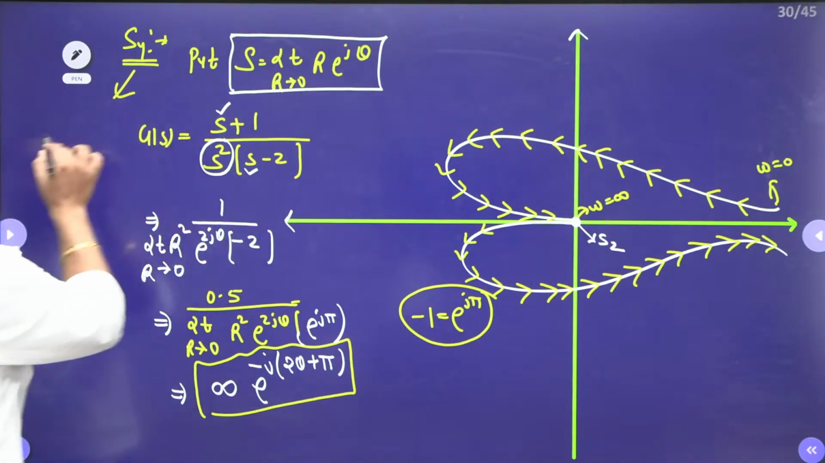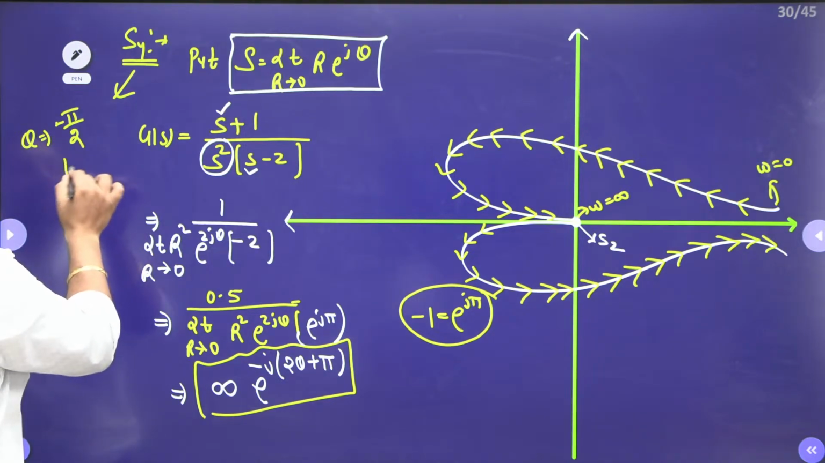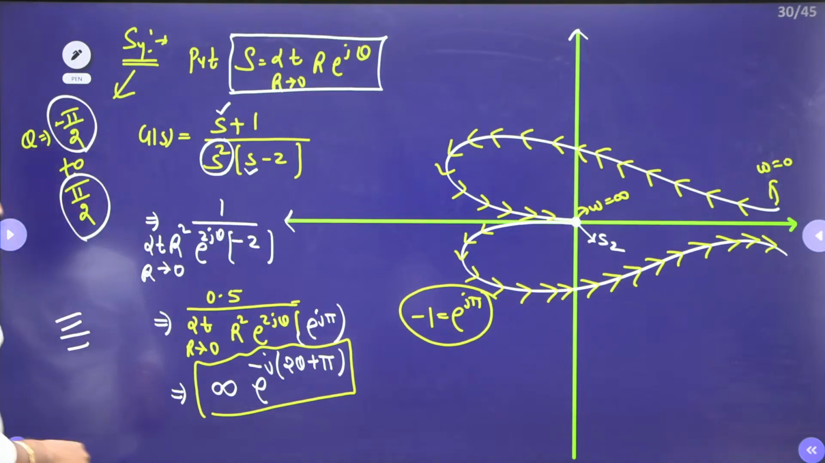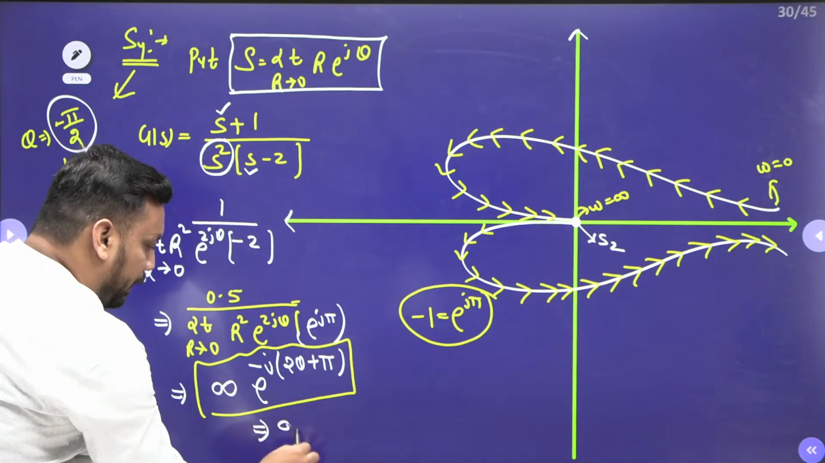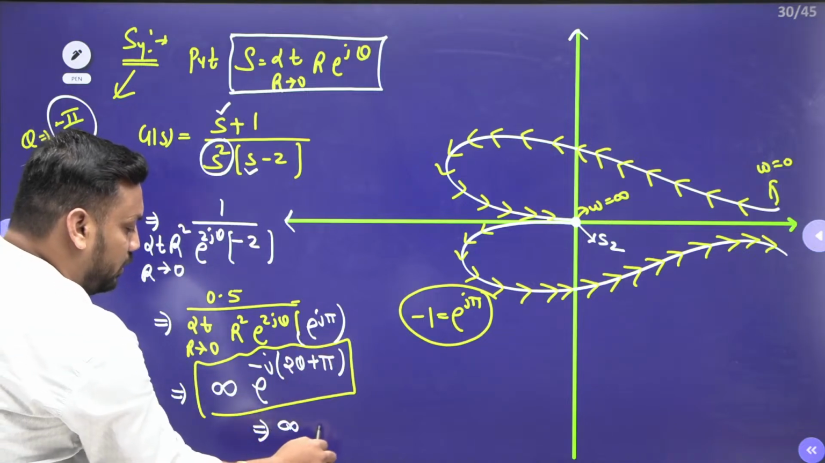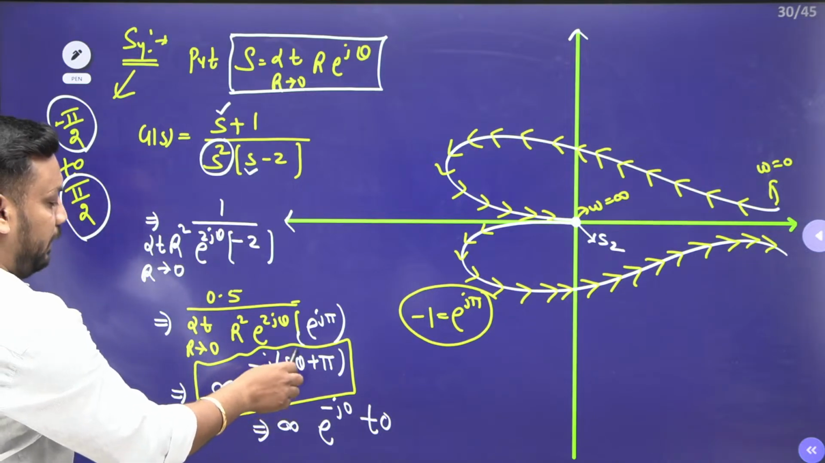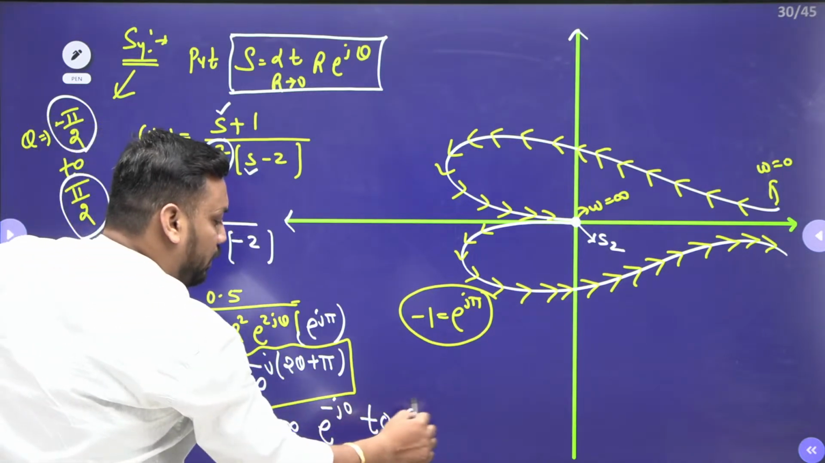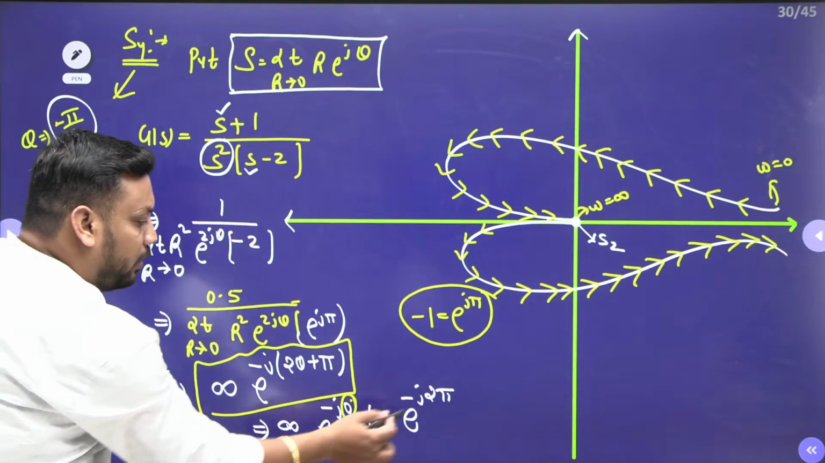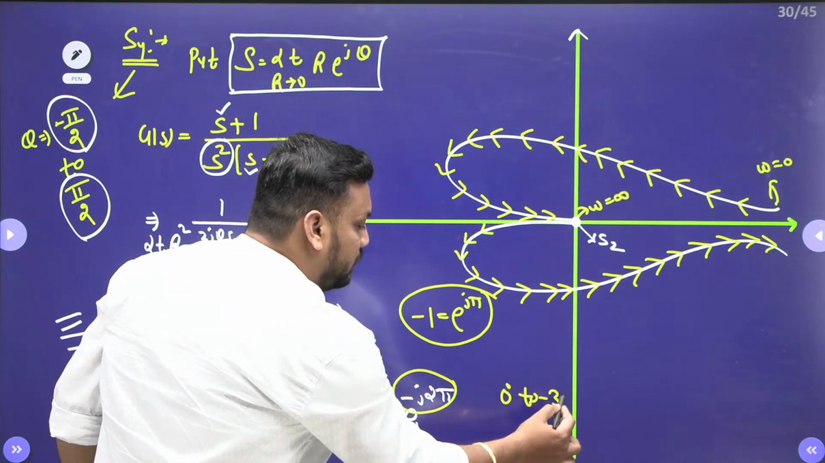In step number 4, theta actually varies from minus pi by 2 to pi by 2. So when we put this value, minus pi by 2, pi minus pi is 0 only. So it will be e to the power minus j0 to e to the power minus j2 pi, with theta going to plus pi by 2. It means, student, you have to travel from 0 degree angle to minus 2 pi angle. It means you have to travel from 0 degree to minus 360 degree.